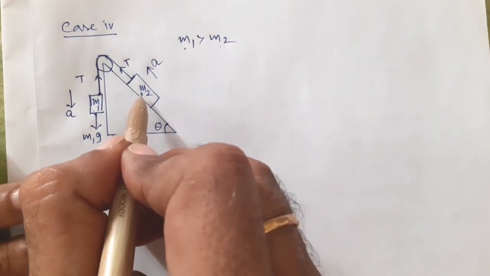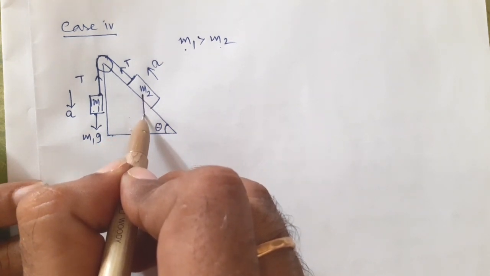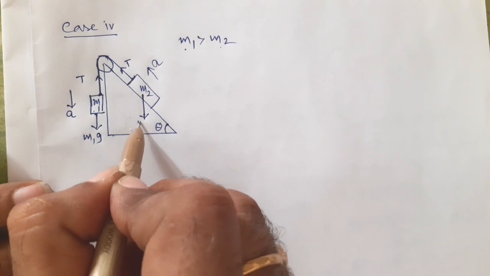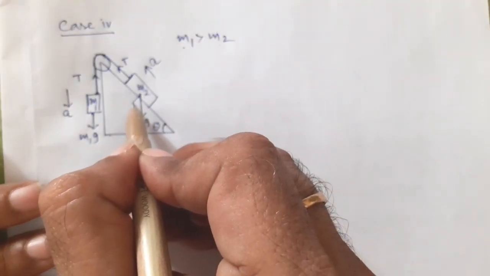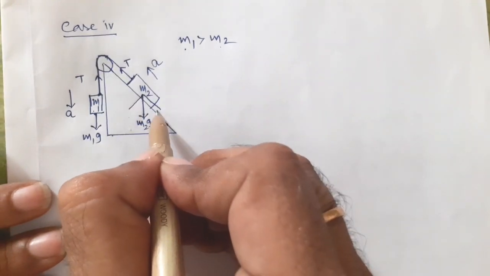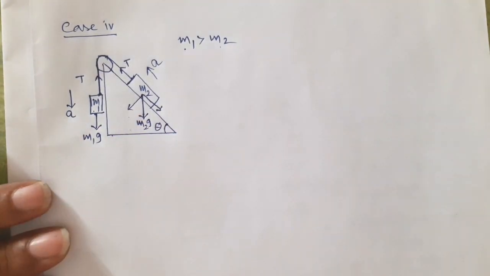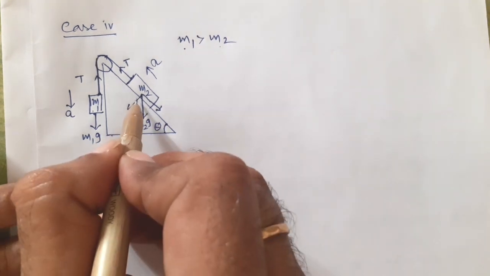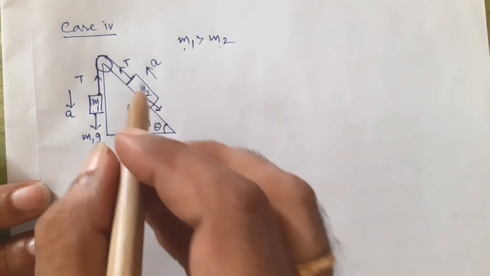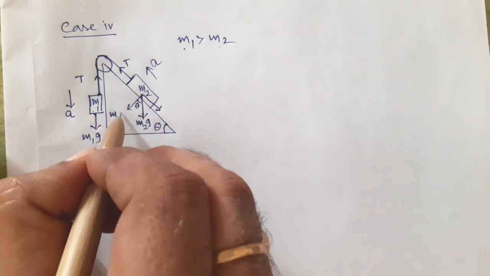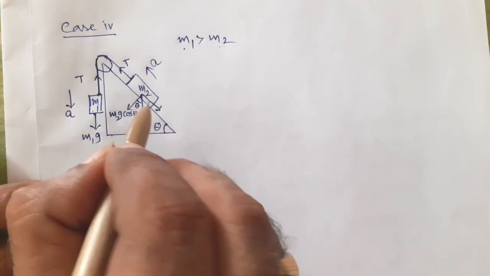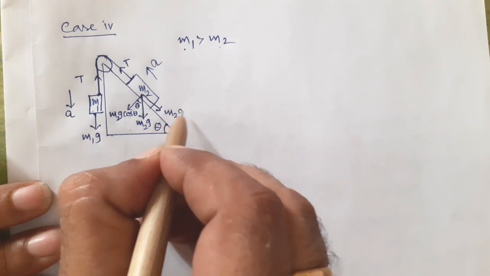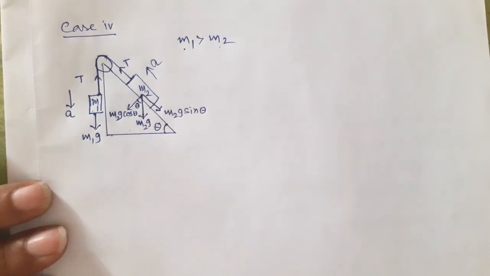Now, to simplify the condition, here this is nothing but the weight m2g. To find the acceleration and the tension, we have to resolve this into two components. If the angle here is theta, the angle here is equal to theta. This component of weight is equal to m2g cos theta, and in this direction it is equal to m2g sin theta.